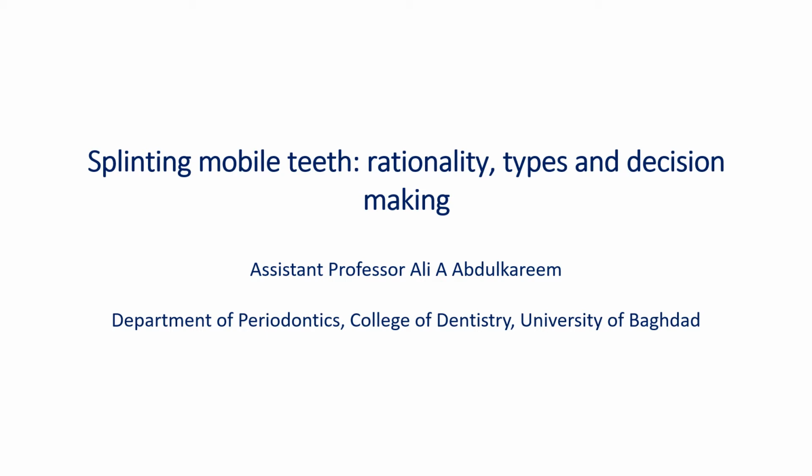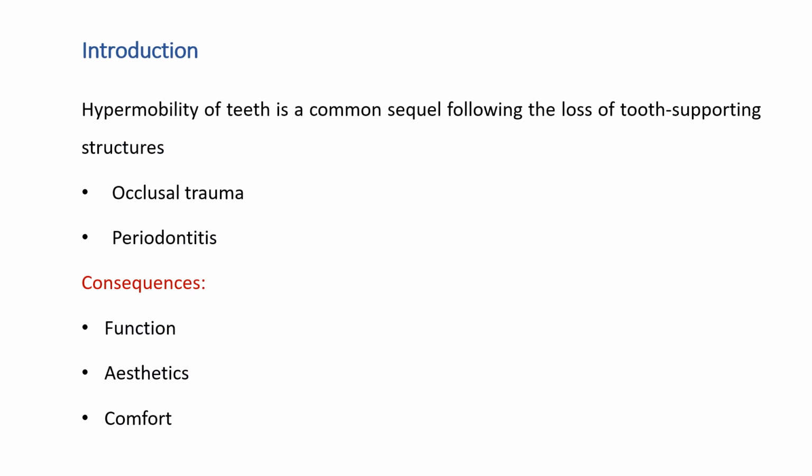Today's lecture is Splinting Mobile Teeth, Rationality, Types, and Decision Making. Hypermobility of teeth is a common issue following the loss of tooth supporting structures, which may be due to various etiological factors, such as periodontitis and occlusal trauma, in which increased tooth mobility adversely affects the function, aesthetic, and patient's comfort. Clinical management of periodontally compromised teeth with advanced mobility remains a challenge to the clinicians. Hence, splints are being used to overcome these problems.